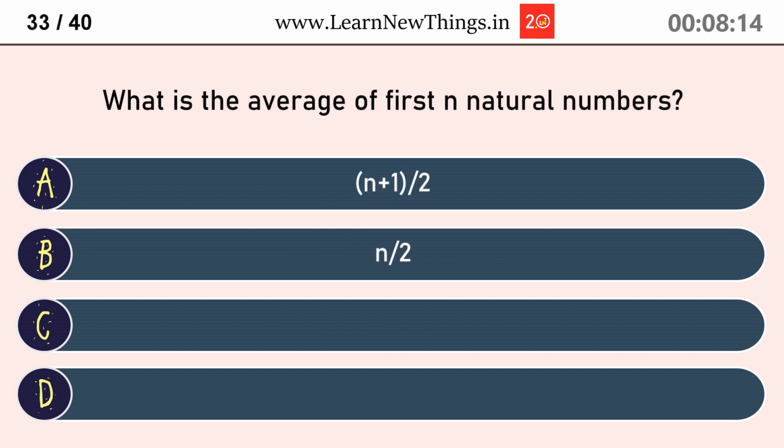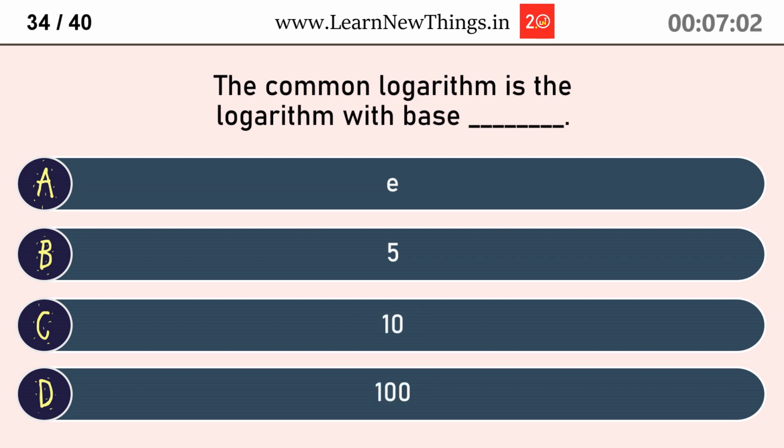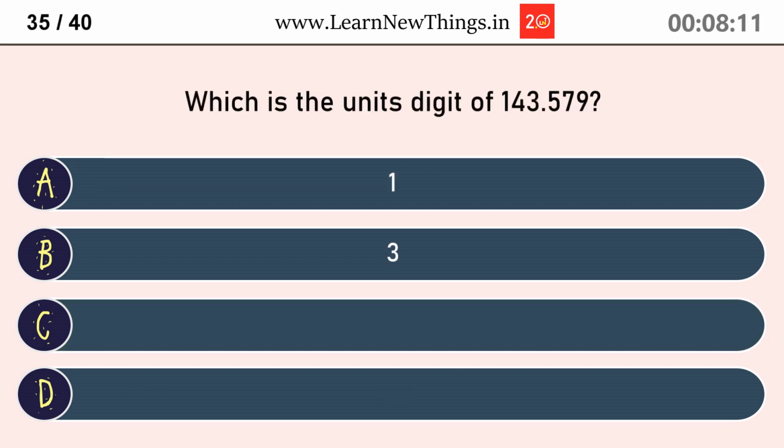What is the average of first n natural numbers? n plus 1 by 2. The common logarithm is the logarithm with base dash. 10. Which is the units digit of 143.579? 3.